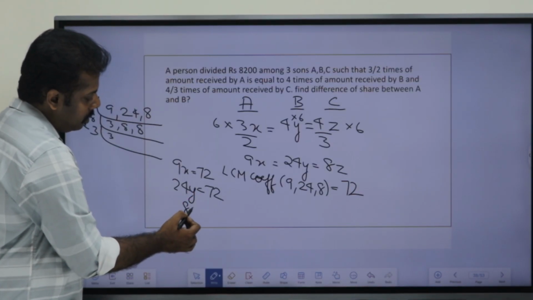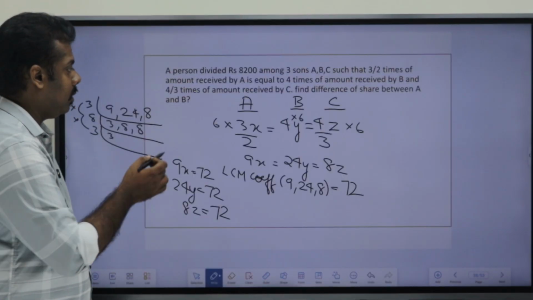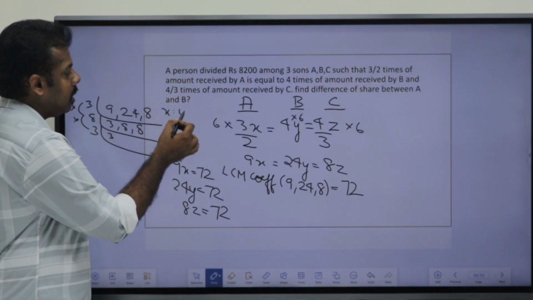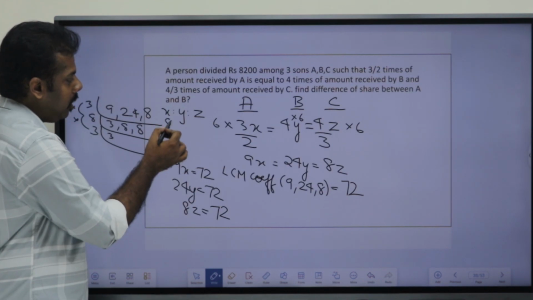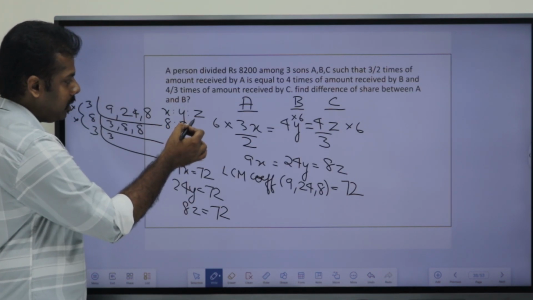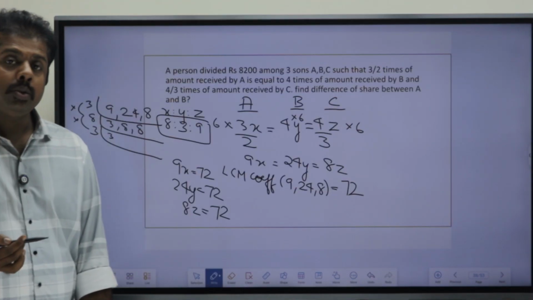Likewise, 8z is also equal to 72. So, what is the value of x here? The value of x is 8, the value of y is 3, the value of z is 9. So, we are getting the ratio as 8 is to 3 is to 9.